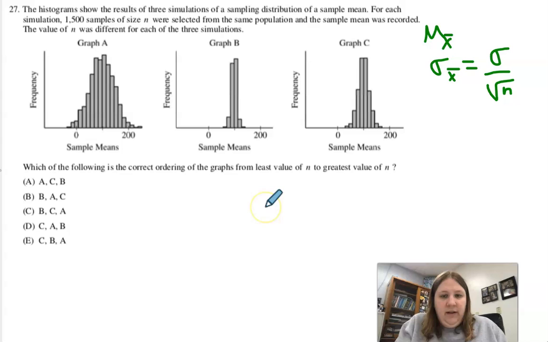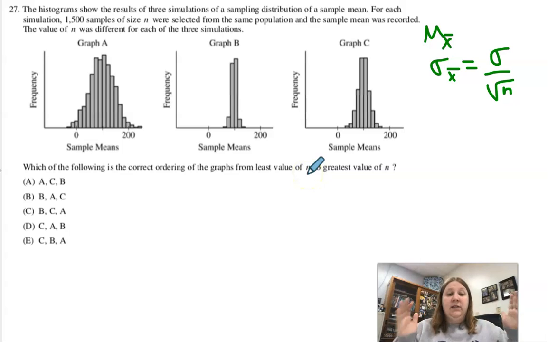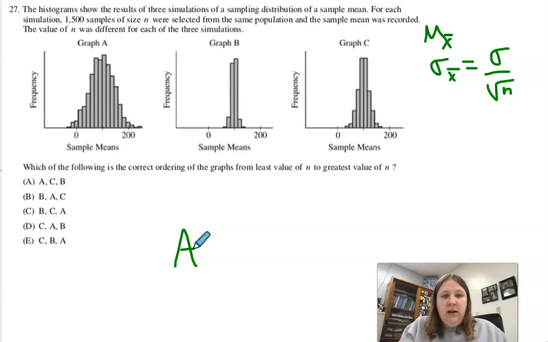So which of the following, we're ordering from the smallest n to the biggest n. So what I'm going to look at is standard deviation. For the least value of n, I would need the biggest spread. So A definitely has the biggest spread, right? The biggest range there, biggest variety in values. The next biggest spread would be C, and the smallest spread would be B. So that matches up with A.